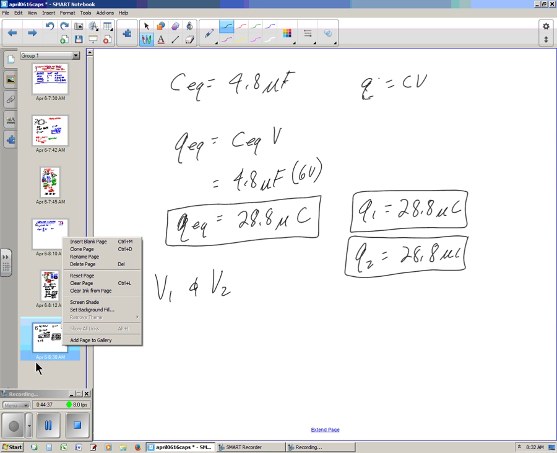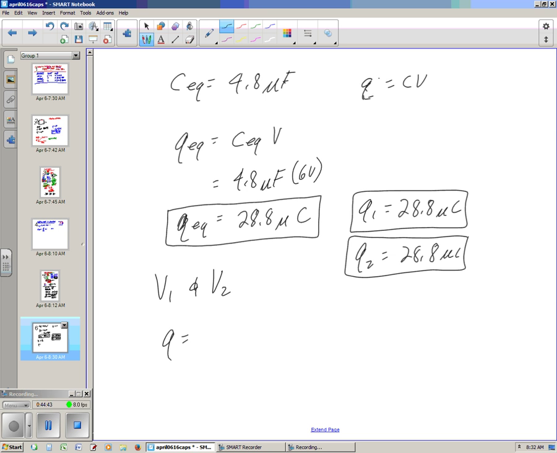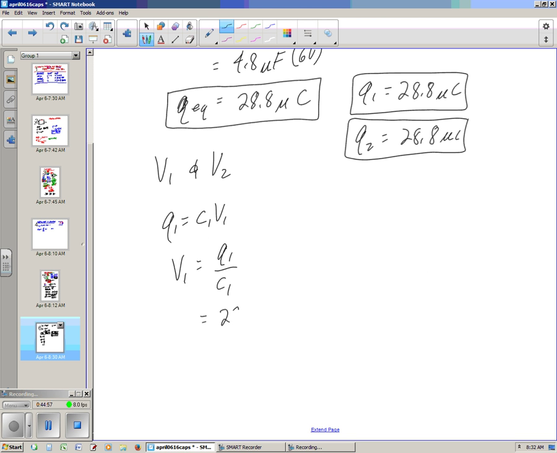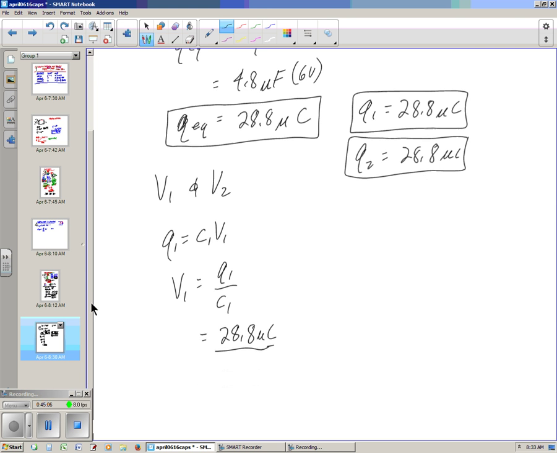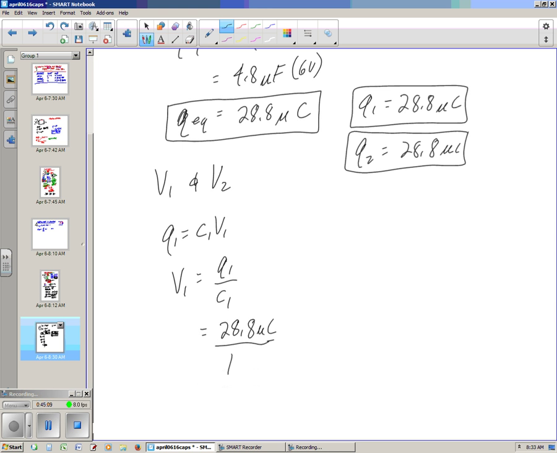Well, we know the equation Q equals CV. If we want to solve for V1, we need to put 1s on all of these. So voltage 1 equals Q1 over C1. Q1 we just figured was 28.8 microcoulombs, and C1 is equal to 12 microfarads. So V1 is going to equal 2.4 volts.